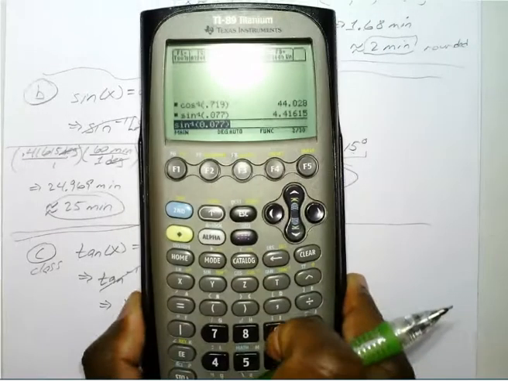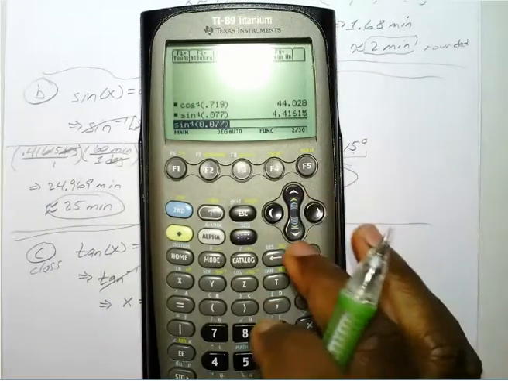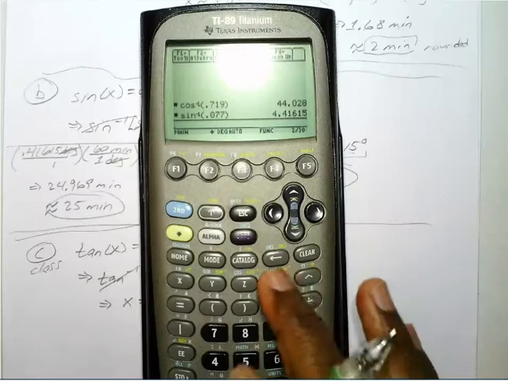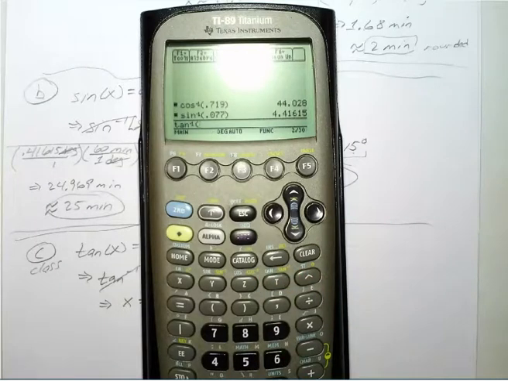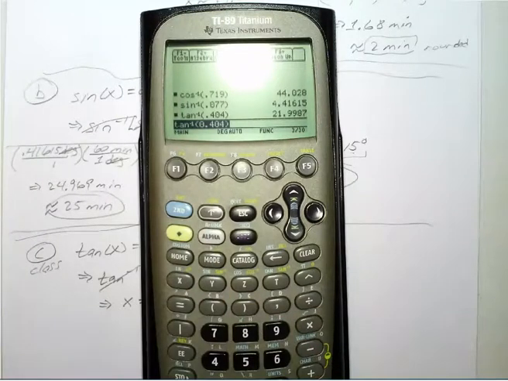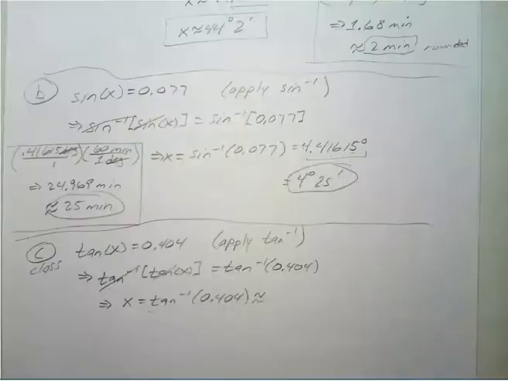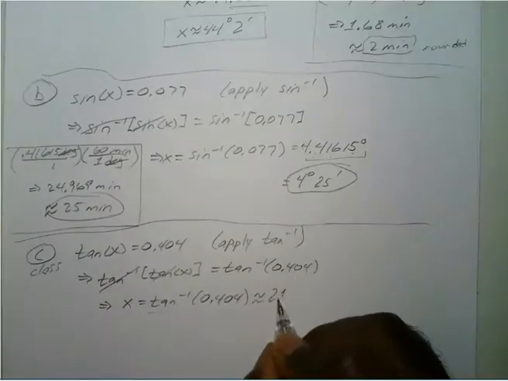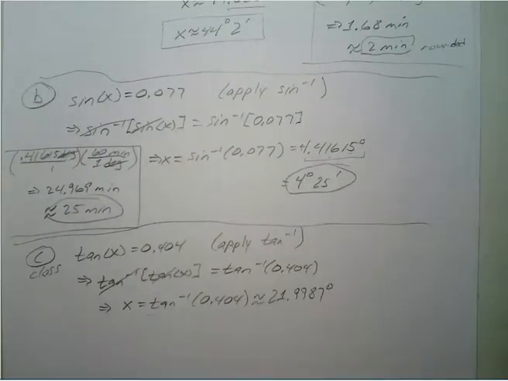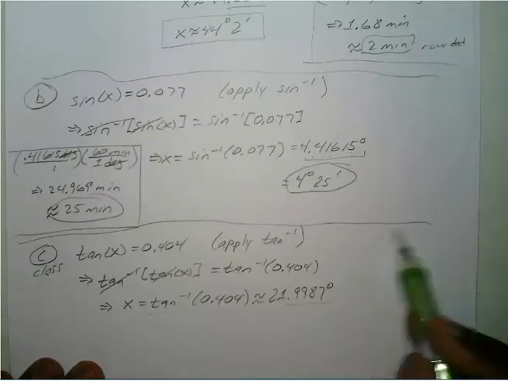So tangent inverse of 0.404. Okay, so that's 21.9987 degrees. Okay, but we have to get rid of this 0.9987. We have to round it to minutes.